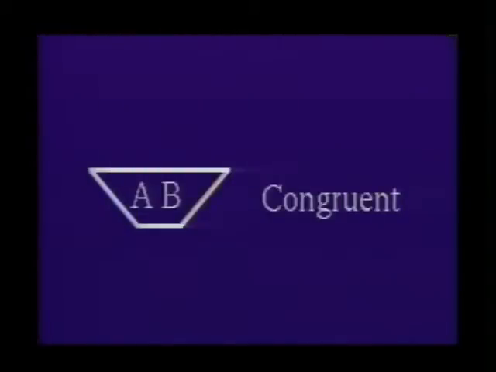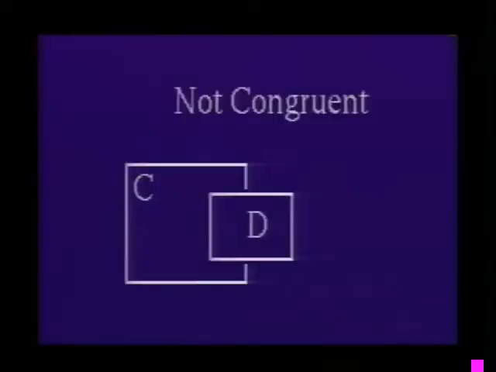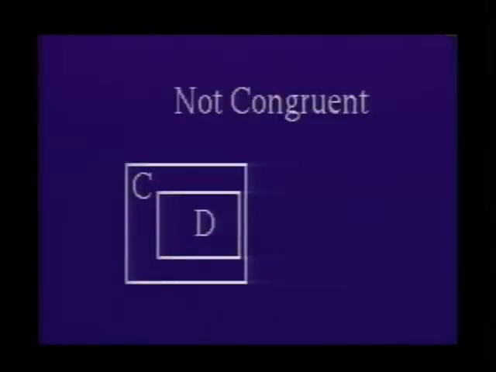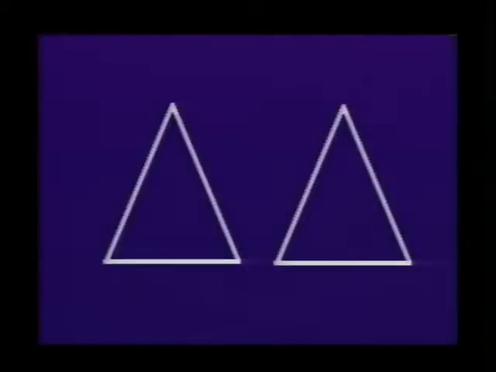However, if we try to do the same thing with figures C and D, we cannot cause them to coincide. Therefore, they are not congruent. Let us now turn our attention specifically to congruent triangles. Two triangles will be congruent if and only if each of the following is true.